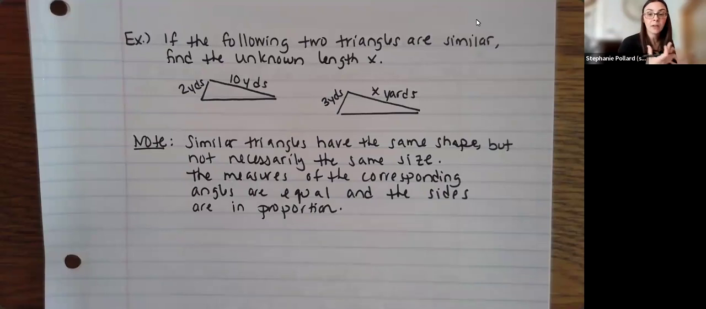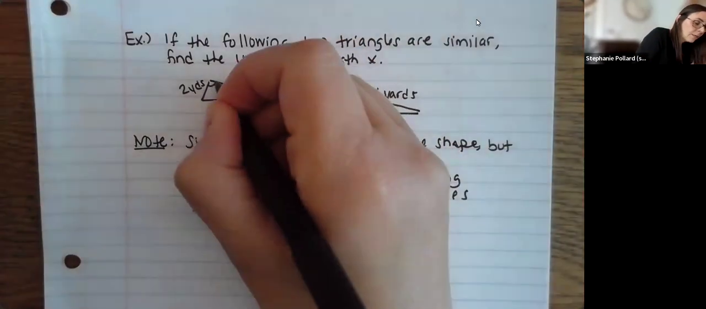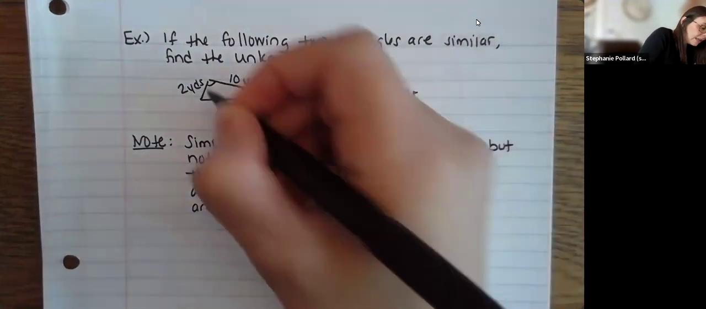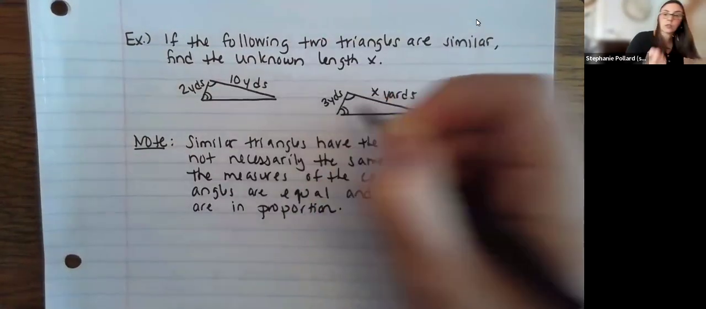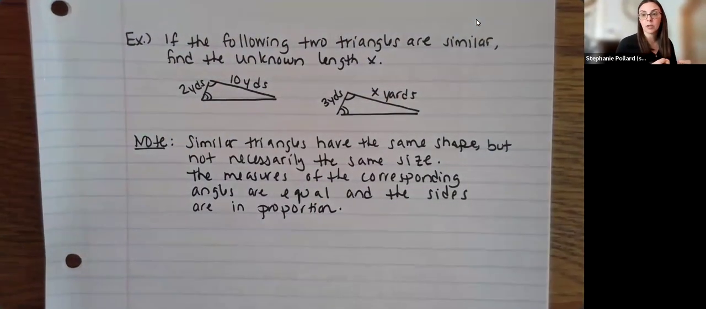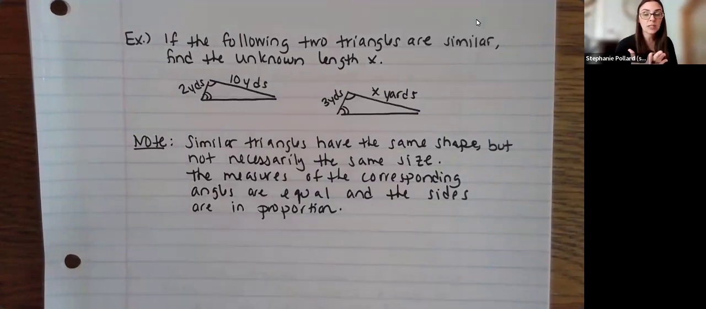If you remember any of your geometry, the angles are equal, so the corresponding angles would be the same. For instance, this angle here would match to this angle, and this angle here would match to this angle, and so on. So they'd have the same degree measurements. And then the lengths are proportionate, so we can use proportions here to help us figure out the answer.